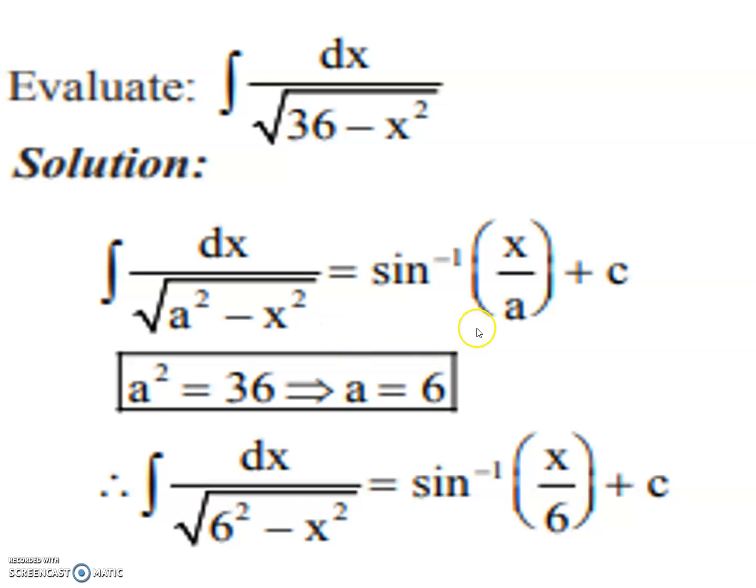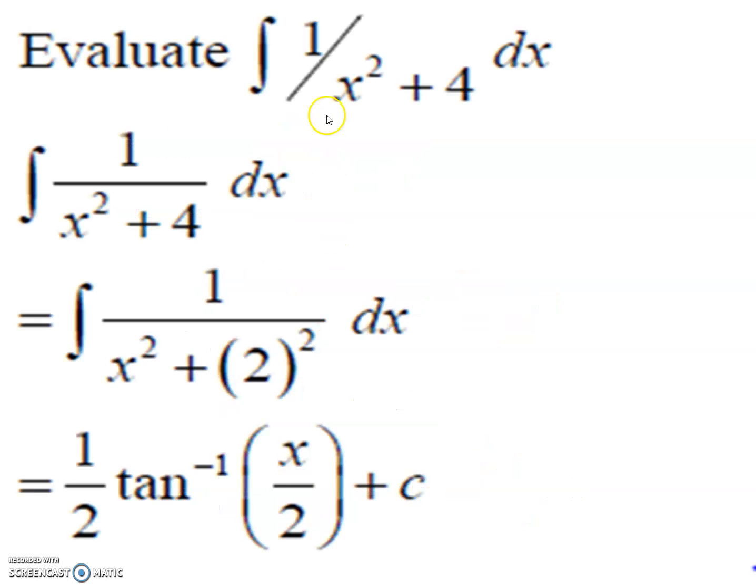It remains the same. So we have sine inverse x upon a plus c. Instead of a, we have to substitute 6. So integration dx upon under root 6 square minus x square is sine inverse x upon 6 plus c.